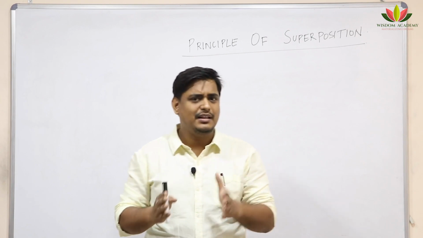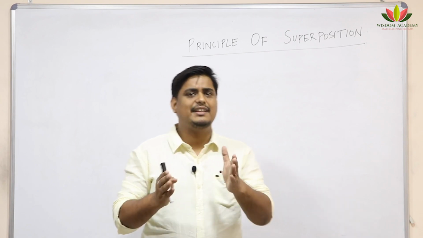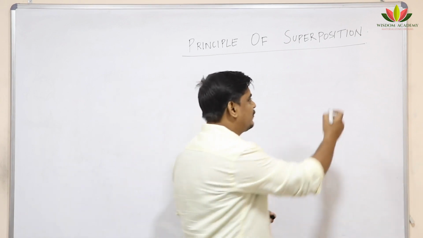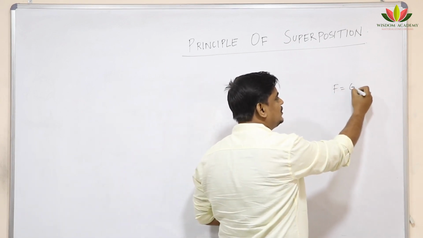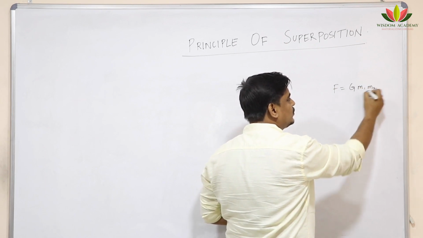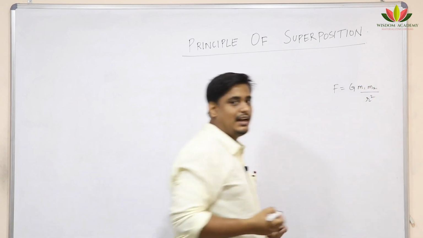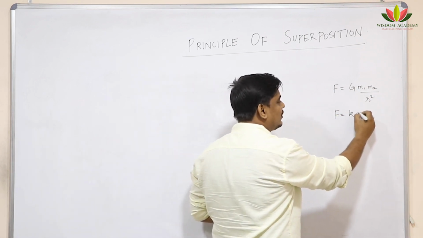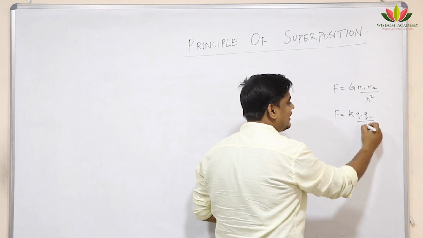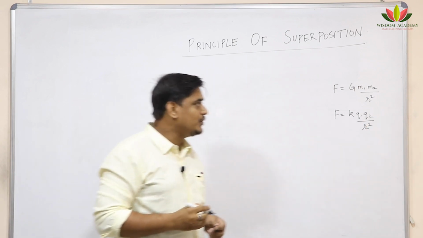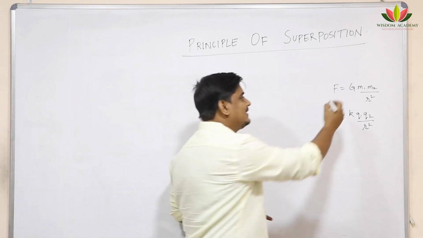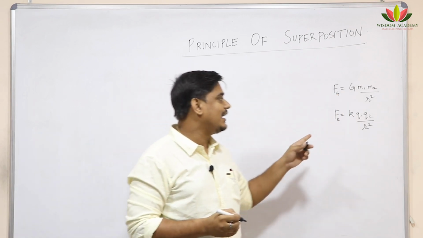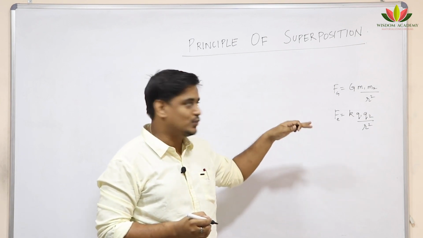It is very simple. I'll just give you a hint if you want. The hint is that we know the formula of gravitational force. What is that? F is equal to G m1 m2 by r square. And what is the formula of Coulomb's force? F is equal to K q1 q2 by r square. What you will do, you will find the relationship between this gravitational force and electrostatic force, and then you will get an idea what is the ratio between these two.